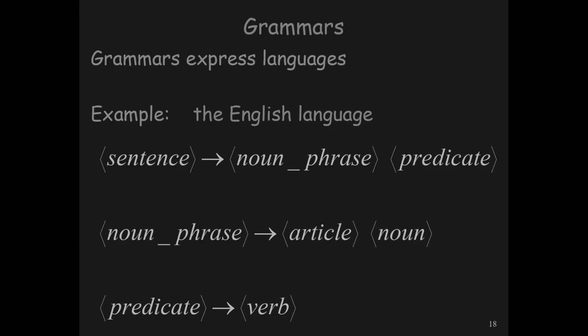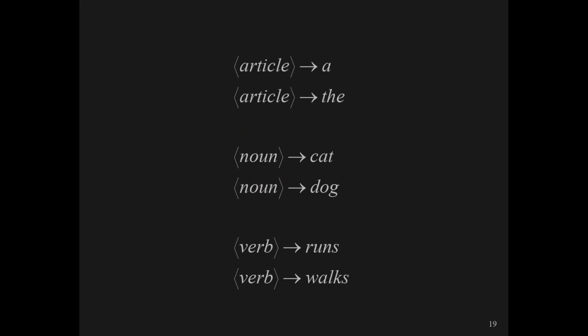Now, grammars describe the structure of a string. So let's say, in the English language, a sentence consists of two things. The first thing is a noun phrase followed by a predicate, okay? So it's first the noun phrase and then the predicate, and you cannot deviate from the structure. There has to be first a noun phrase and then a predicate.